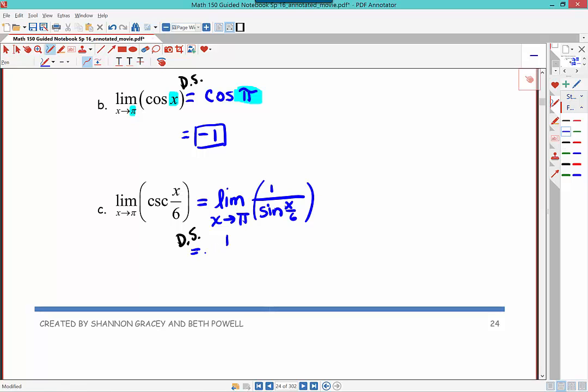So this will end up being 1 over sine at pi over 6. So wherever I saw an x, I plugged in pi. And evaluating, we'll have 1 over 1/2, because that is the value of the sine function at pi over 6. And finally, that gives us a result of 2. Doing okay so far? Awesome.